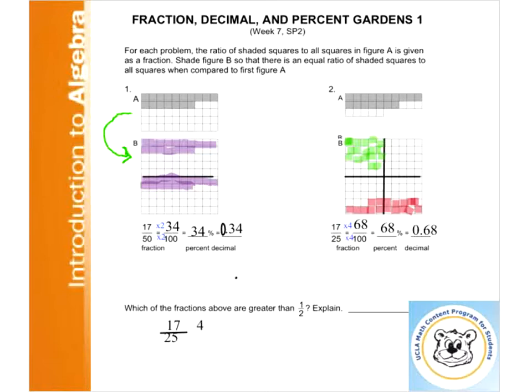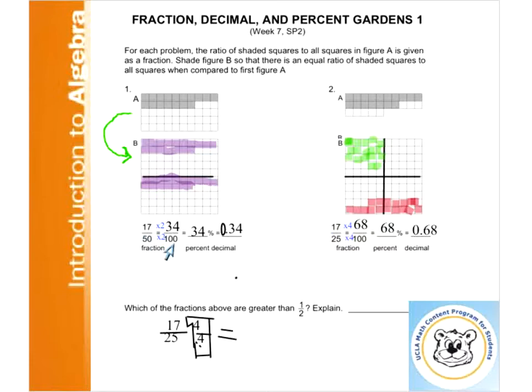There are a couple of questions that you want to ask once the students have completed this set of problems. One is just for them to look at the fractions and see if they can compare them. So, what do you notice about 17/50 and 17/25? Students should see that they have the same numerators. So if they have the same numerators, the larger denominator is going to be the smaller fraction.